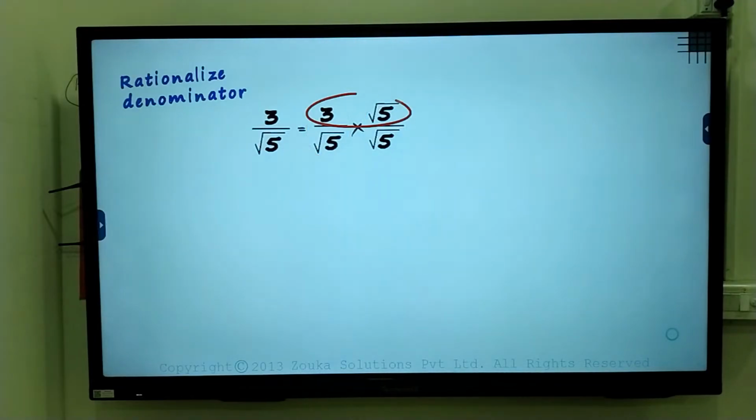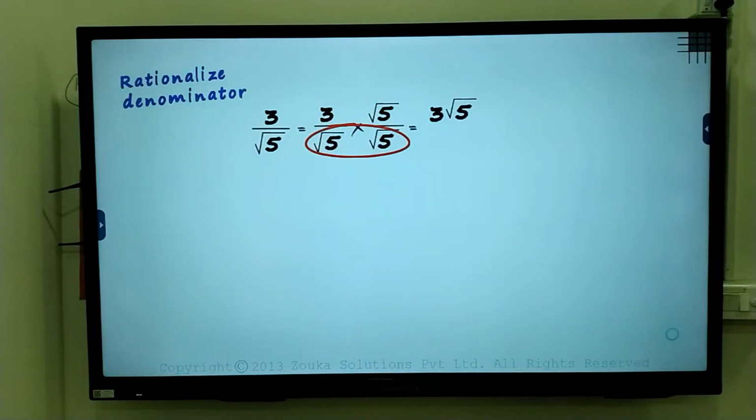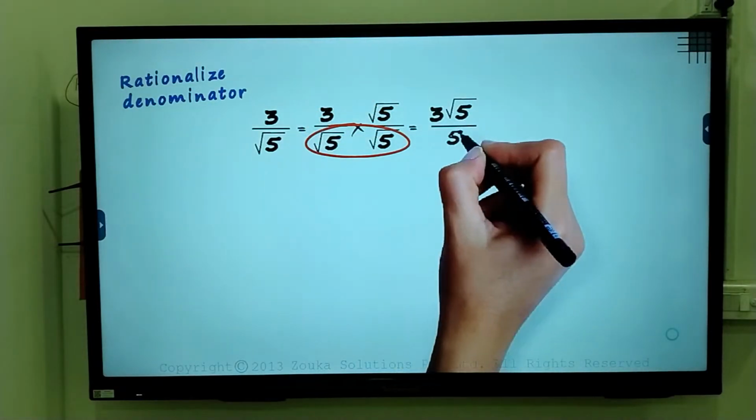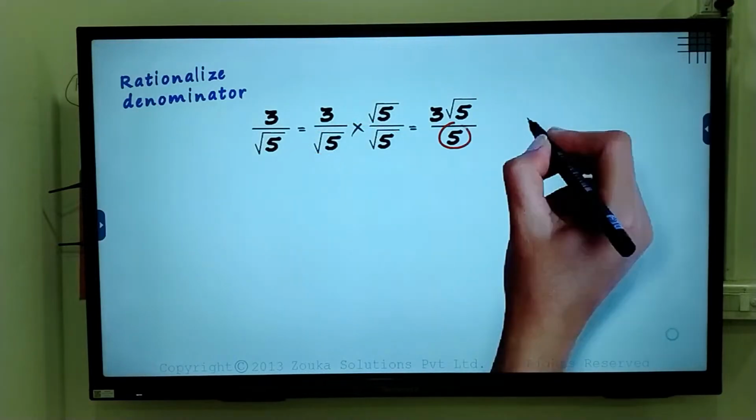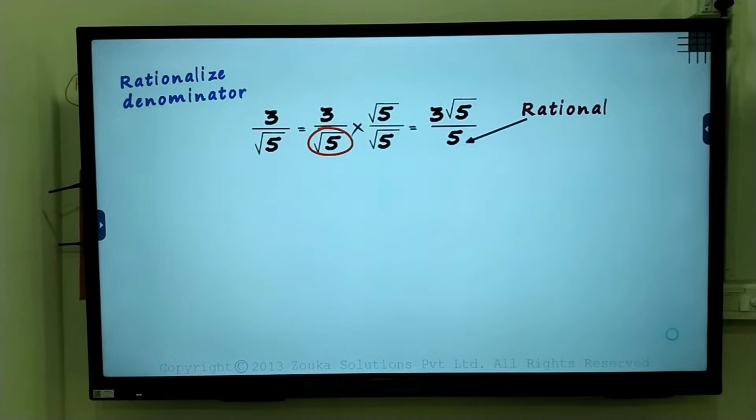3 multiplied by root 5 equals 3 root 5, and root 5 multiplied by root 5 equals 5. This makes the denominator rational. Remember, by rationalizing the denominator, we're not changing the value of the original expression. This is equivalent to this. Just like the denominator here is rational, and we did this just to get it in the standard form.